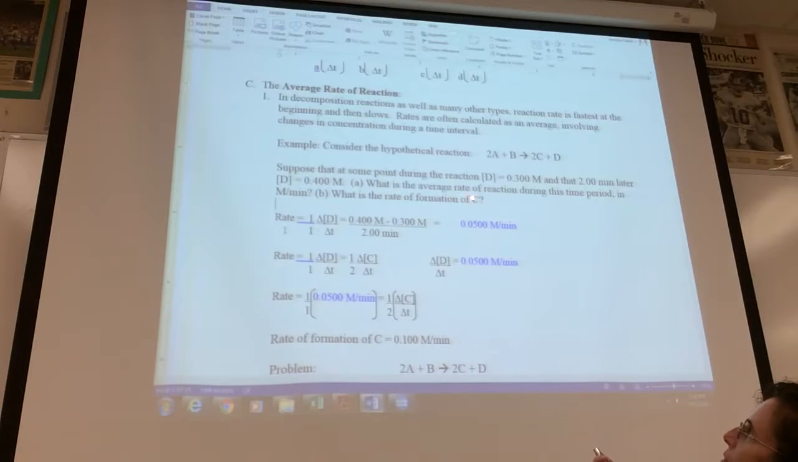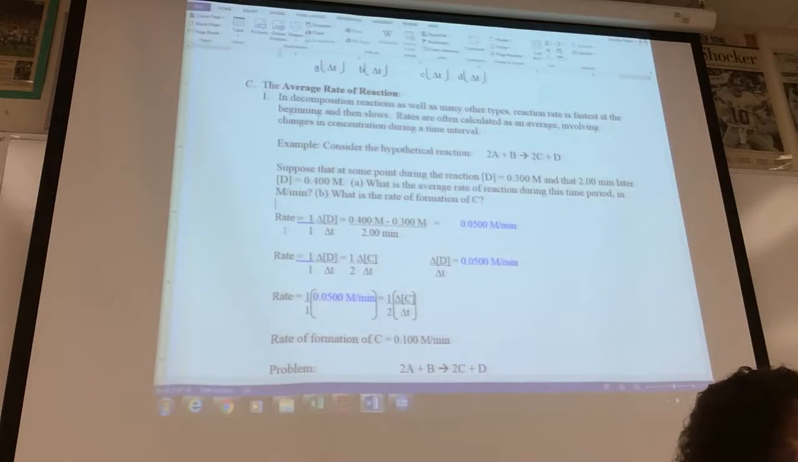The rate of formation of C, I can write a rate equation for D and C. I know what D is, so I'm going to plug that in right here. It should be plugged into the whole thing. That's why it looked like something was missing.